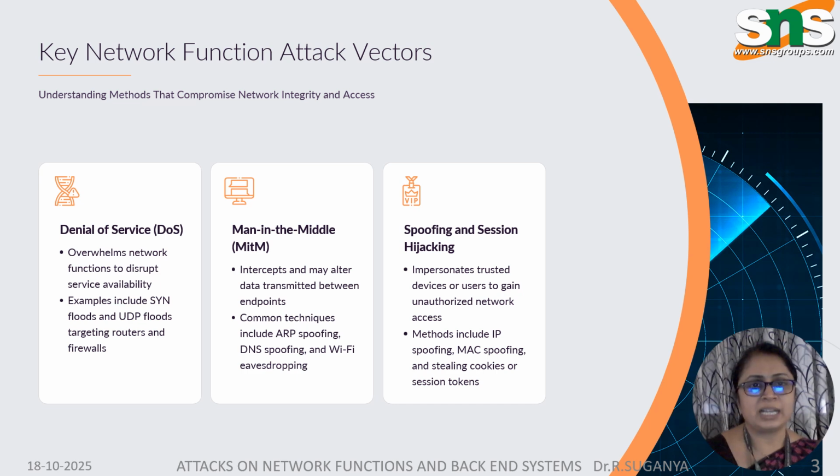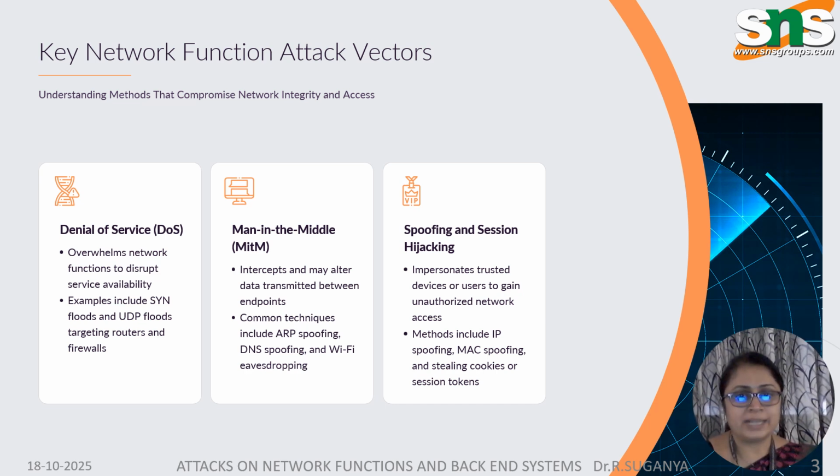Key network function attack vectors. There are some key attack vectors like denial of service, man in the middle attack, spoofing and session hijacking. They play a vital role in attacks. Examples include SYN network floods, UDP floods, and the man in the middle attack, which focuses on the transmission between the source point and endpoint. Spoofing and session hijacking mean that in a particular session the data will be hacked, to gain unauthorized access. That also happens during network sessions.